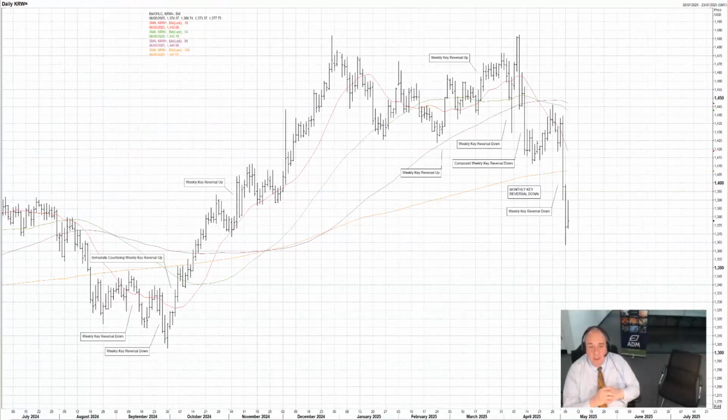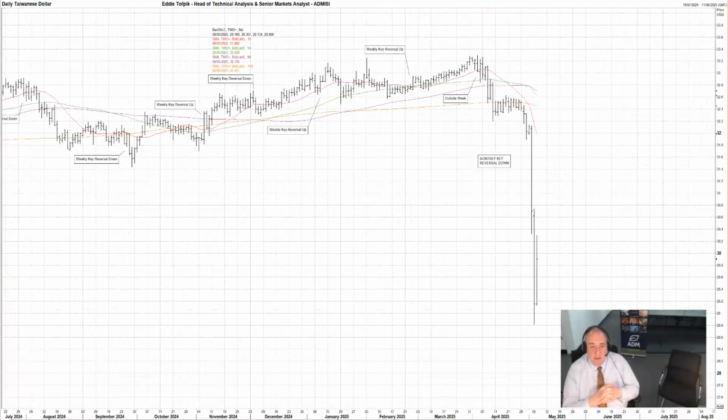If we now look at US dollar Korean won, we can see a similar pair of patterns. A monthly key reversal down formed during April and a weekly key reversal down formed at the end of last week. In this case, we have seen a follow-on lower today to new lows not seen since October last year.